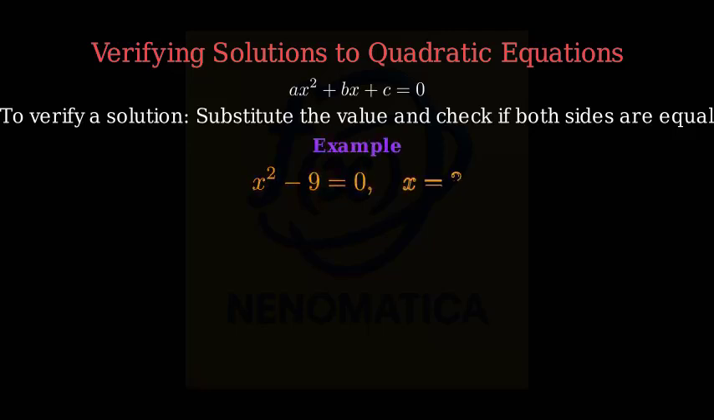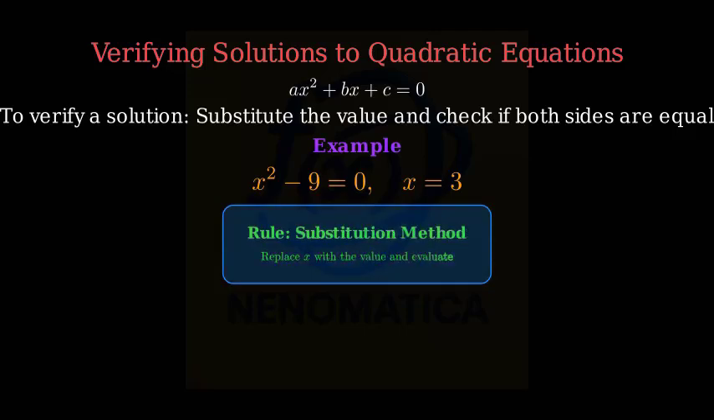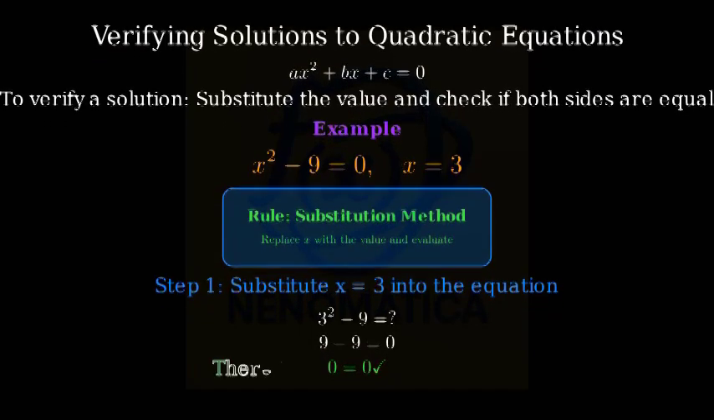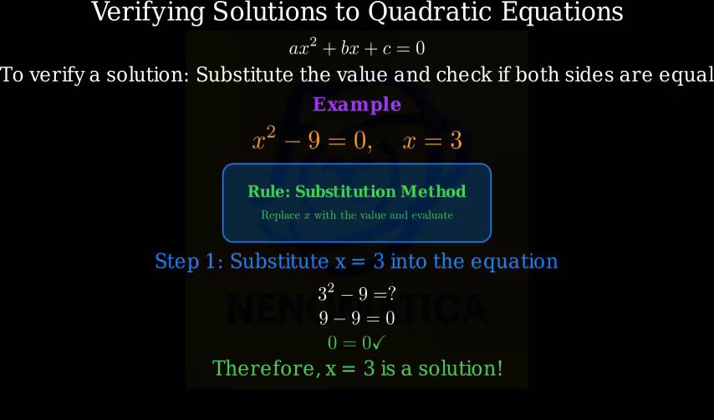We have the equation x squared minus 9 equals 0, and we're given that x equals 3. Let's check if x equals 3 is indeed a solution to this quadratic equation. Step 1. We substitute x equals 3 into our equation x squared minus 9. When we substitute, we get 3 squared minus 9, which equals 9 minus 9, which equals 0. So our equation becomes 0 equals 0, which is true. This confirms that x equals 3 is indeed a solution to the quadratic equation x squared minus 9 equals 0.